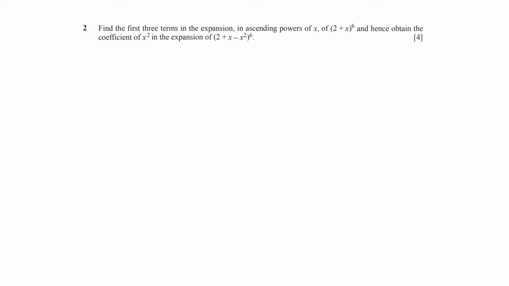This question is from the topic binomial theorem or binomial expansions. This question has two parts. In the first part of this question, we have to expand (2 + x)^6, and hence we have to find the first three terms in ascending powers of x.